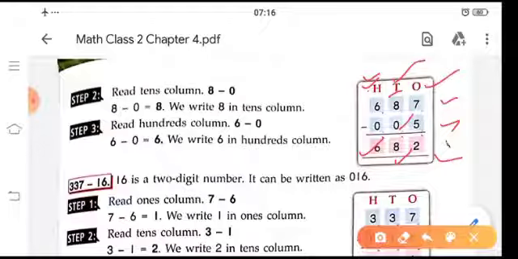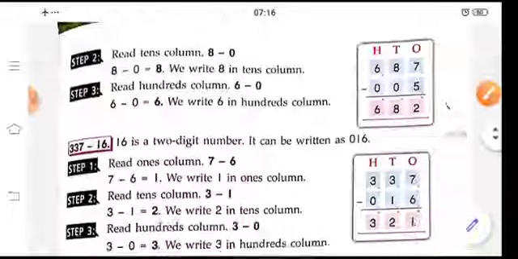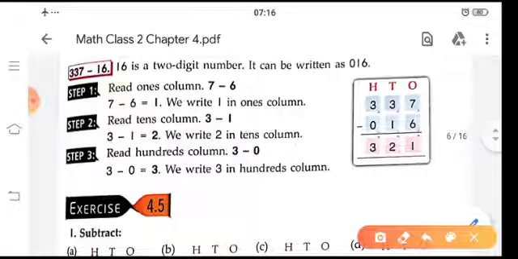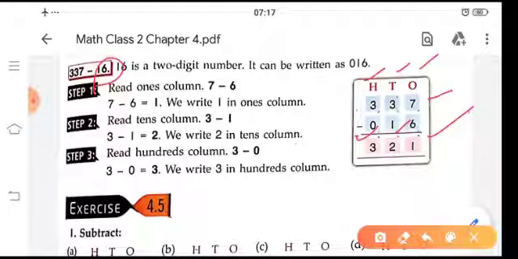Then again we'll do 16 subtracted from 337. So again in the form of hundreds, tens and ones, 337. Then we are going to write 0 here because nothing is there in the hundreds place. So 3 hundreds, 1 ten and 6 ones. So we'll subtract it. 7 minus 6, 1. Then 3 minus 1, 2. And 3 minus 0, 3. So we'll get 321 by subtracting 16 from 337.